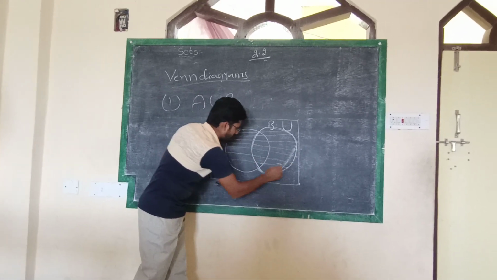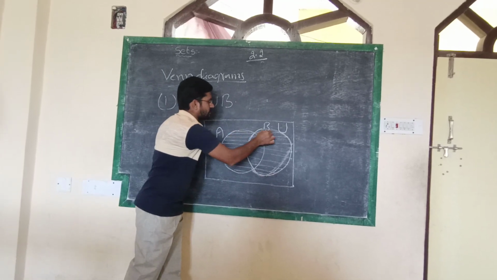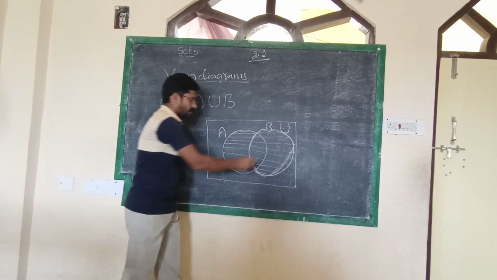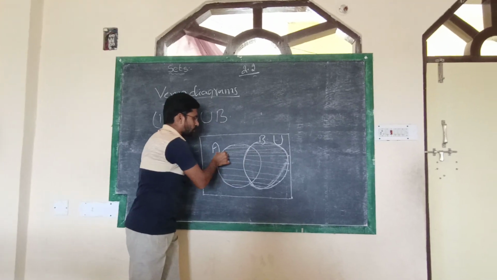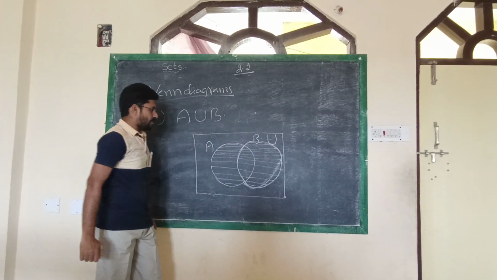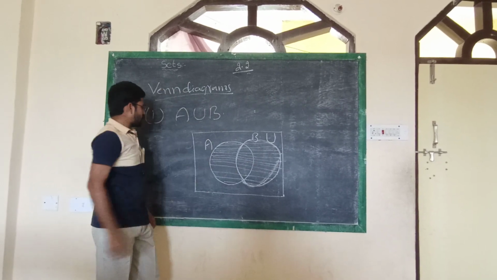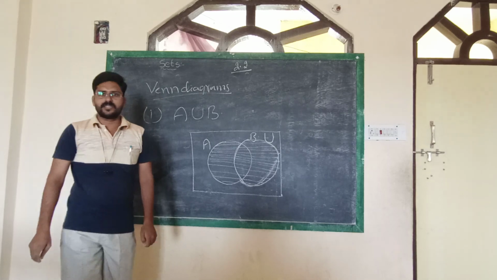That means we are taking all the elements from A as well as all the elements from B. All the elements of these two sets are taken together. So this is the A union B Venn diagram. Okay, the next one we can go for is A intersection B.